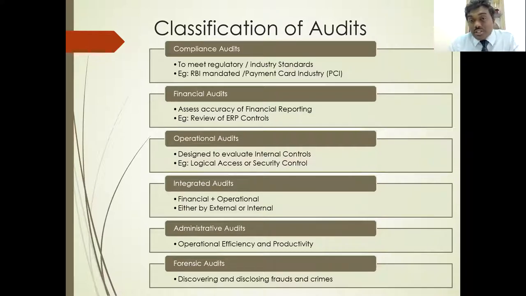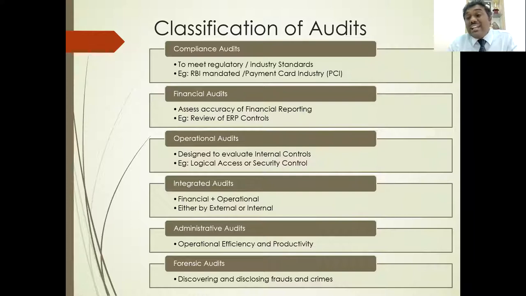Then you have financial audits. These assess the accuracy of the financial information: whether my ERP procurement controls are solid, whether the segregation of duties is well established. It could be core banking software, etc. Then you have operational audits. This could be a day-to-day exercise, a review of access: who has access, whether access is terminated at the right time. These are periodical exercises. Then you can do an integrated audit, where you do financial and operational and combine both of them, a combination of external, internal, etc.